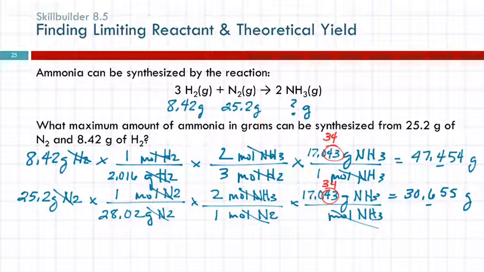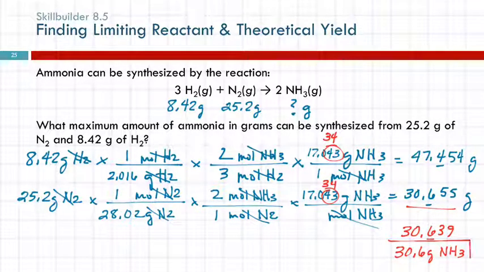Which of these is smaller? Yeah, the nitrogen one. This is the smaller one. So I'm going to fix it because I got the wrong number. 30.639? Yeah, 30.639. Thank you. So this small difference here only made a very small difference here, so that's good, but still, this would round to 30.7, but the actual would be 30.6. So 30.6 grams of ammonia. That's our answer.